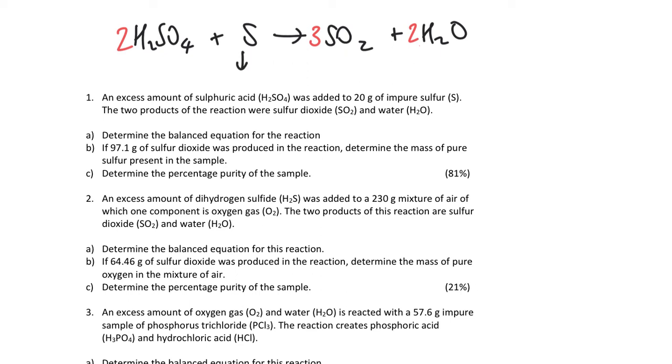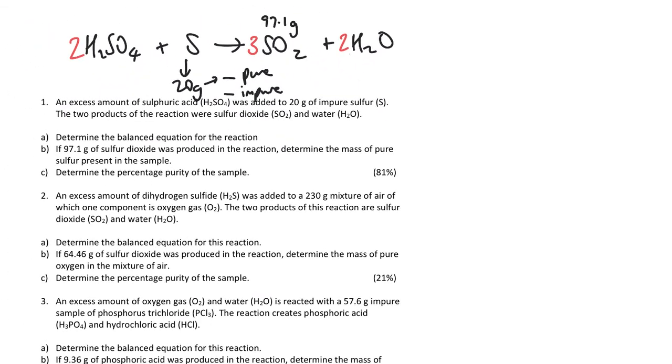I have 20 grams of this, but it's impure. So I have some amount that is pure and some amount that is the impurity. If 97.1 grams of sulfur dioxide was produced in the reaction, determine the mass of the pure sulfur present in the sample, and then determine the percentage purity. So again, you've got the mass of a product, so you can work out the number of moles of that product.